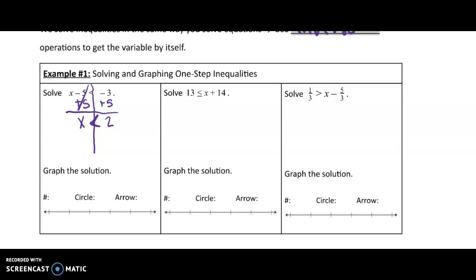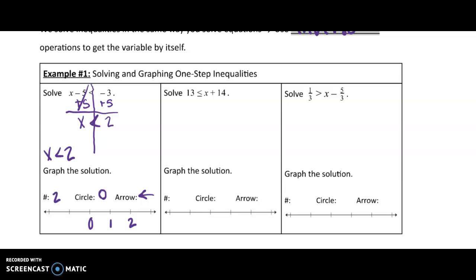When we graph our inequality, I'm going to rewrite it: x is less than 2. So our number is 2, and we need to have that on our number line. So 0, 1, 2. And our circle, it was less than, so that is an open circle. And our arrow is going to point to the left.